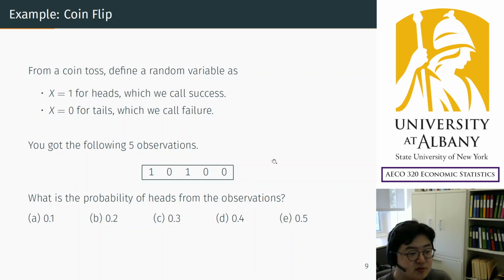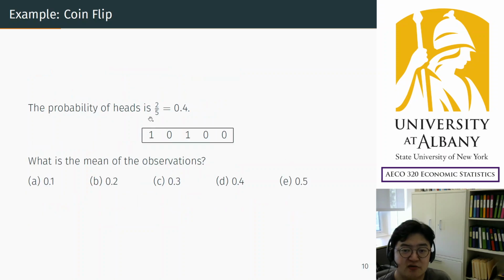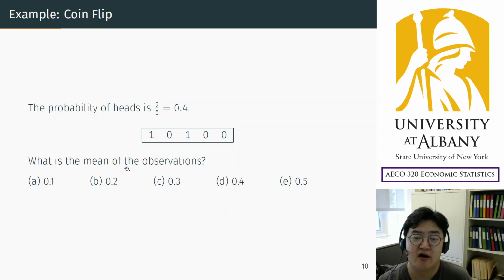It is too simple, so I'm going to show you the answer. The answer is 40% because out of 5 observations, 2 of them are heads, so that is the probability based on the data. Now then, I will ask you what is the mean of the observations. There are 5 numbers, so you should be able to calculate the average. Try that.